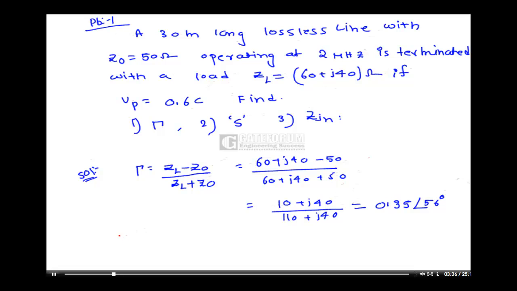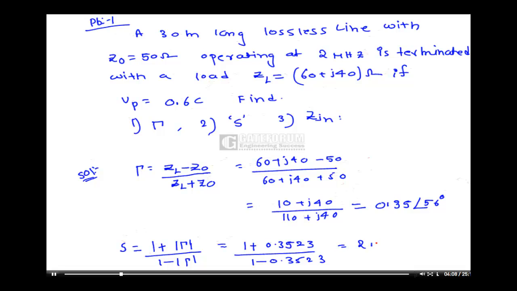Next one is S. What is the formula? S is equal to 1 plus mod tau by 1 minus mod tau, that is 1 plus modulus of reflection coefficient by 1 minus modulus of reflection coefficient. That is 1 plus 0.3523, we have to take only the magnitude part, by 1 minus 0.3523. That is equal to approximately 2.088. Now what is the third one?